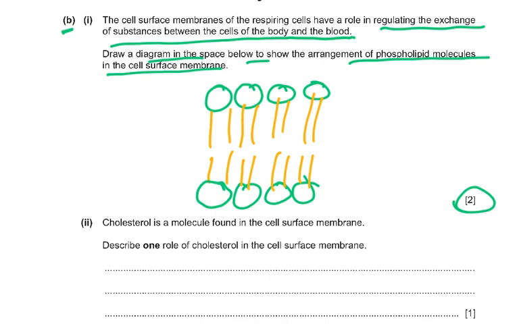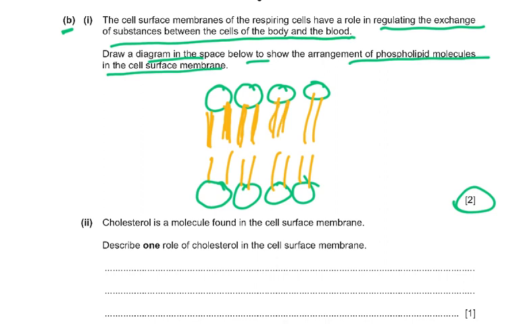So the phosphate heads would be on the outside. So the bilayer is drawn with heads pointed outwards and the tails pointing inwards. The phospholipid is drawn with one phosphate head and two fatty acid tails. These are the representative diagrams which you drew.